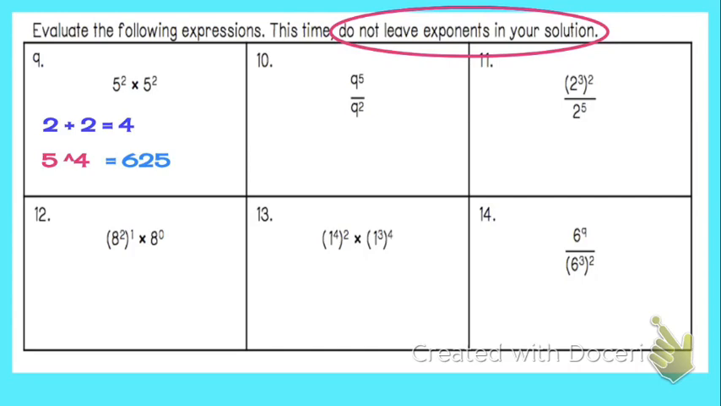Number 10. So we have two like bases that are being divided. So we're going to say 5 minus 2, which gives us 3. So we're going to end up with 9 to the 3rd power. So 9 times 9 times 9 gives me 729.